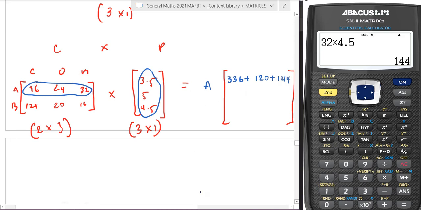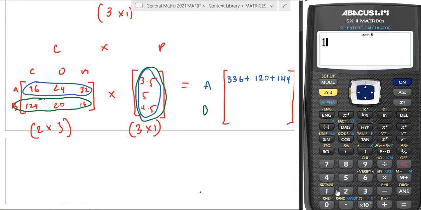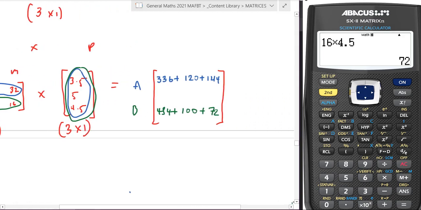Now we do the second row. We do this row times this column now, and what you'll see is that's all of Cafe B times these prices. So you've got 124 times 3.5, and that'll give you 434, plus 20 times 5, which is 100, plus lastly 16 times 4.5, and that'll give you 72. So now we add them together to get your final answer.